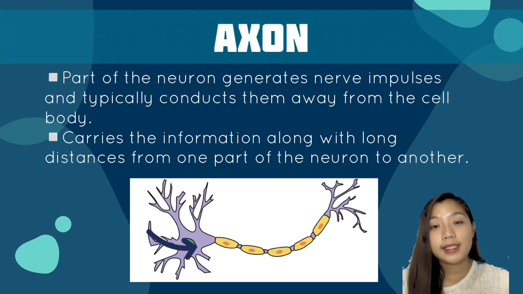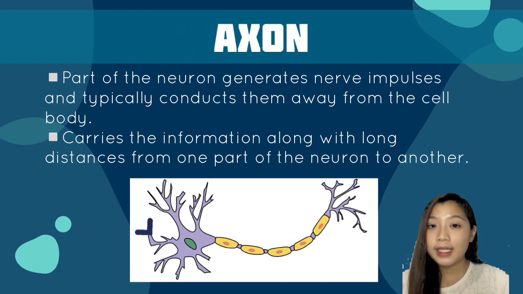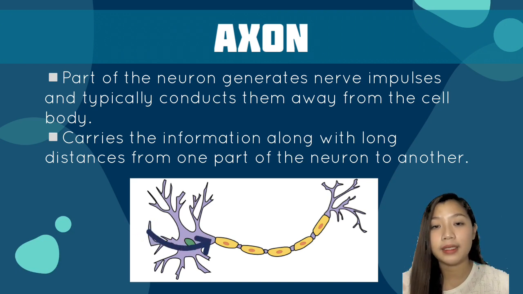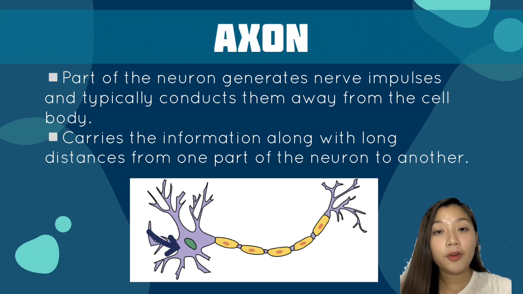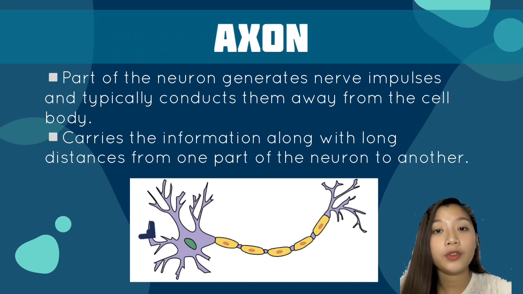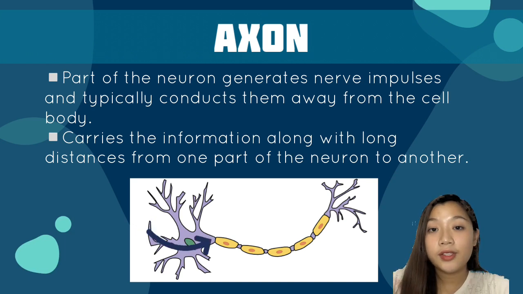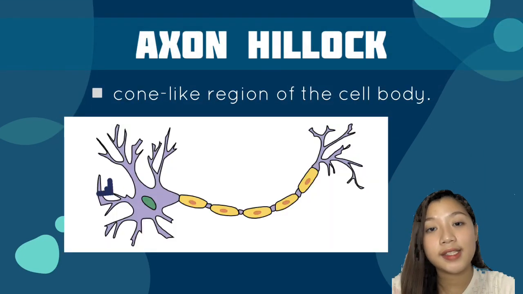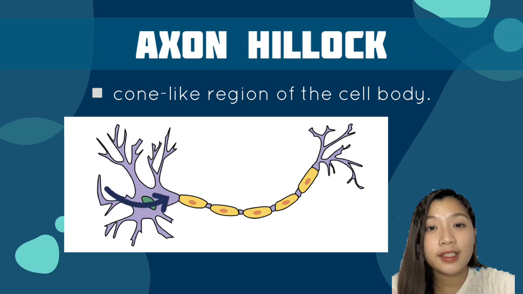The third one is the axon, which is the part of the neuron that generates nerve impulses and typically conducts them away from the cell body. It carries the information along long distances from one part of the neuron to another. Also take note that each neuron has only one axon. Second to the last is the axon hillock. As you can see in the picture, it is a cone-like region of the cell body.